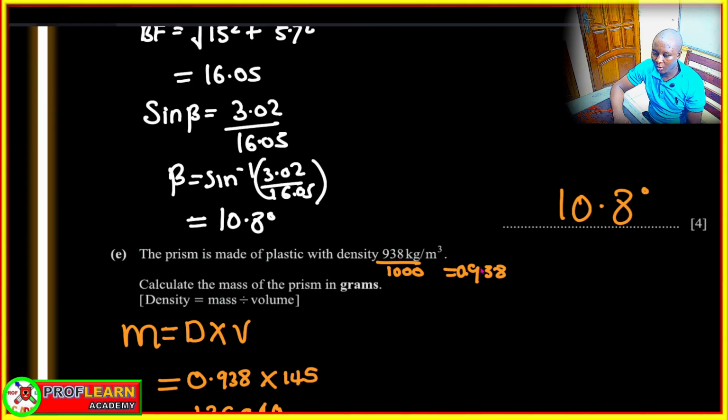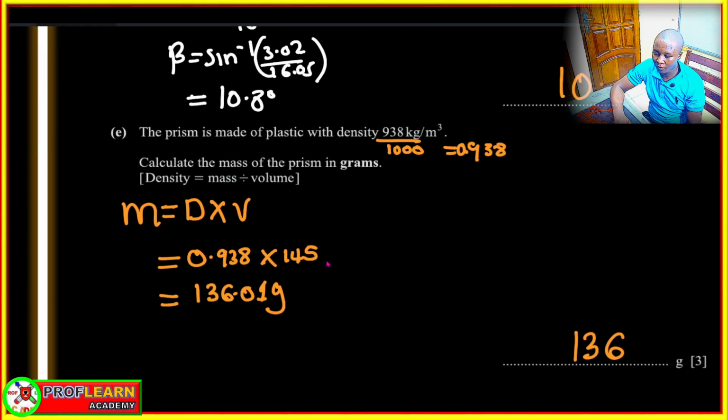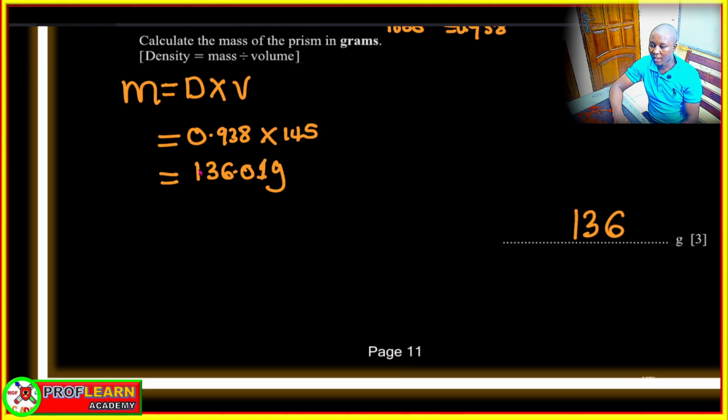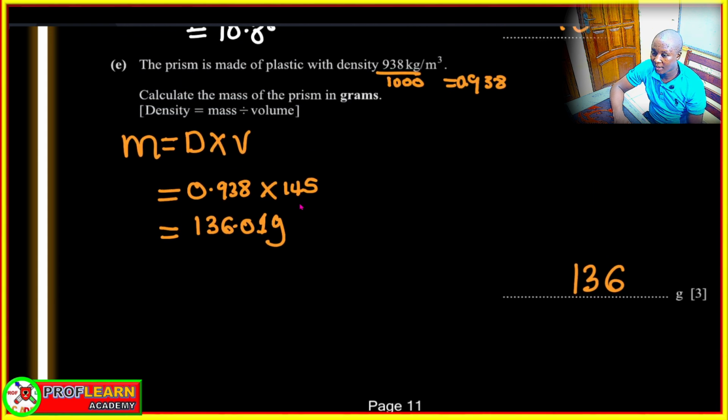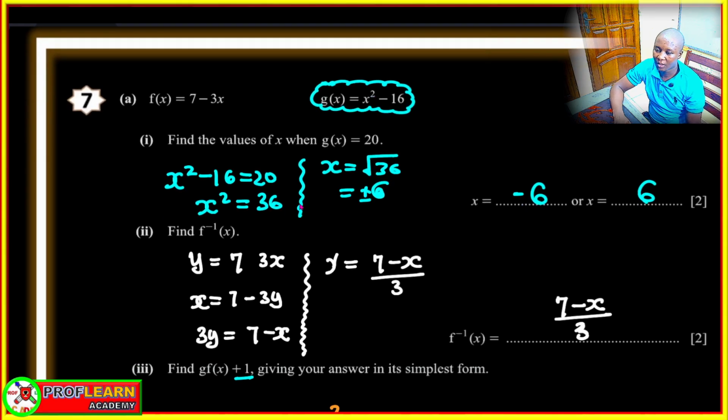The prism is made of plastic with density this. Calculate the mass of the prism. Remember, density equals mass over volume, so mass will be density times volume. The volume was 145 and density is given here. And we shall have the mass to be 136 grams.